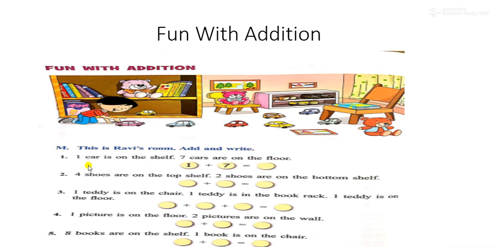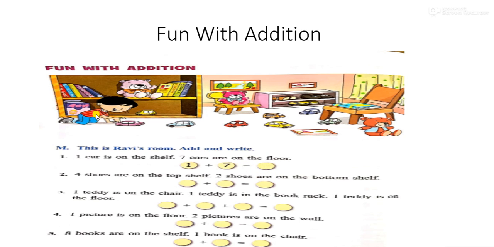First question is, 1 car is on the shelf, 7 cars are on the floor. Look at the picture, students. Is there a car on the shelf? Yes, there is. This is a car. 1 car is on the shelf, 7 cars are on the floor. Here 7 cars are there. Count it. 1, 2, 3, 4, 5, 6, 7. Yes, 7 cars are on the floor. So 1 plus 7 is equal to, so total how many? Count it. 1 plus 2, 3, 4, 5, 6, 7, 8. Yes, the answer is 8.